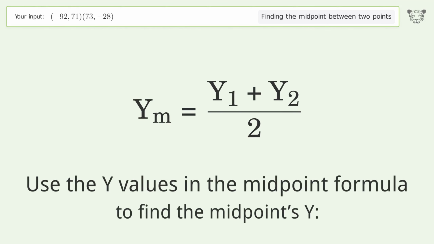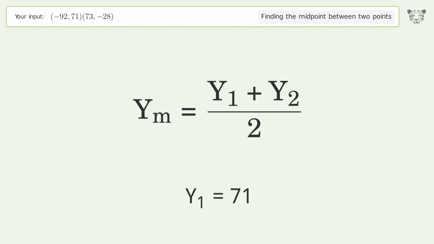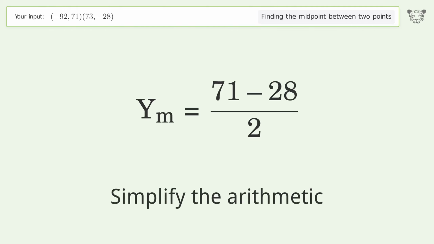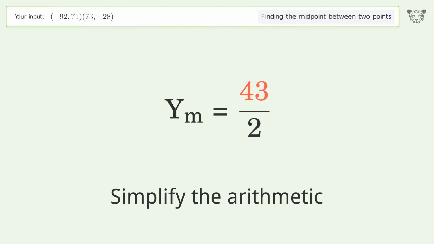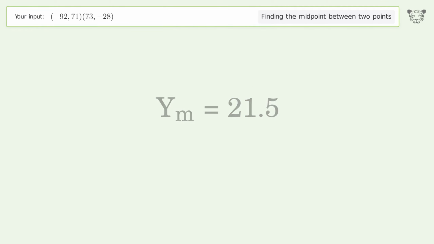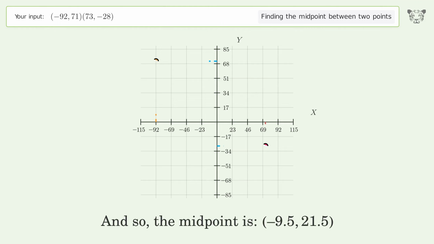Use the y values in the midpoint formula to find the midpoint's y. y1 equals 71. y2 equals negative 28. Simplify the arithmetic. And so, the midpoint is negative 9.5, 21.5.